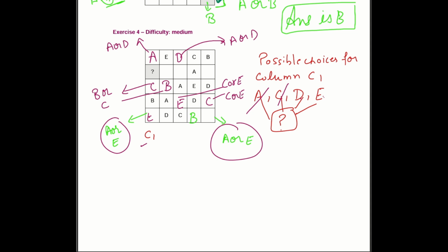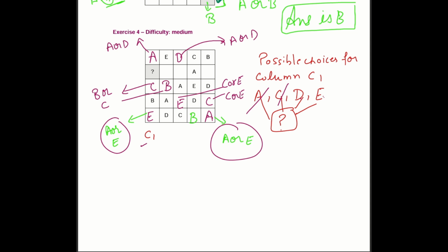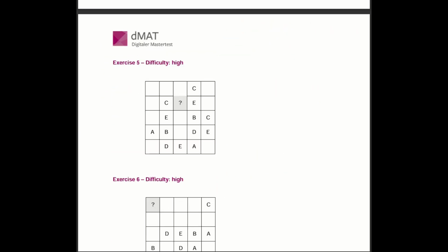Okay. So here choices left A or E. Obviously A is already there, so it would be E. It would be A. So the answer for the question mark, that is a leftover letter, that is D. So like this, you have to find the choices and the probability.